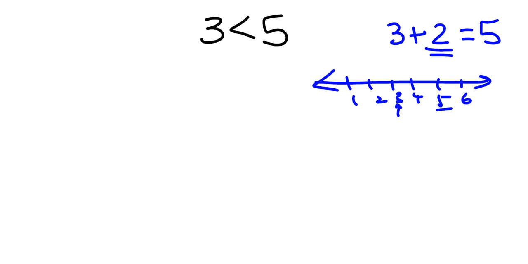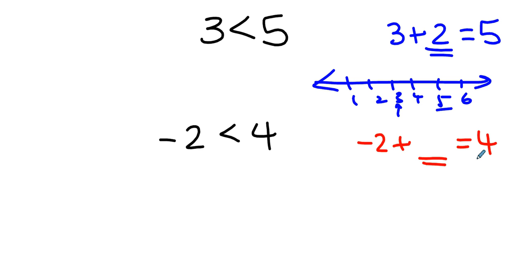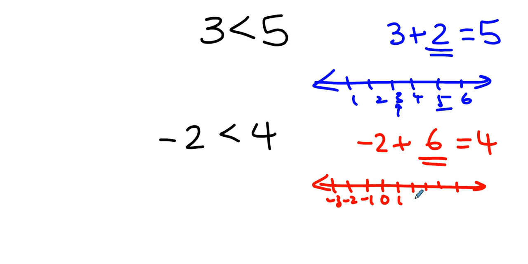So what do we mean when we say that negative 2 is less than 4? Well, we mean that there's a positive number that you can add to negative 2 to get 4. That positive number is 6. And again, on the number line, here's negative 2. It's less than 4.